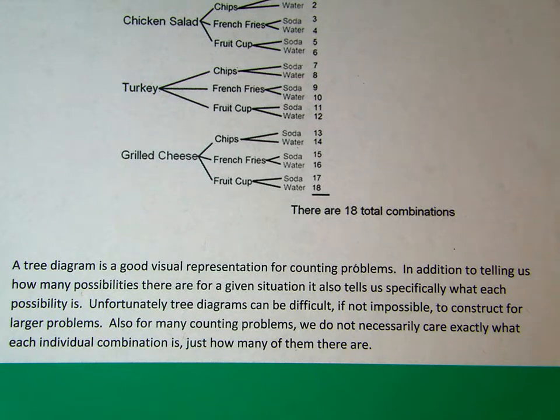Unfortunately, tree diagrams can be difficult, if not impossible, to construct for larger problems. Also, for many counting problems, we do not necessarily care exactly what each individual combination is, just how many of them there are. So, when you're learning this for the first time in grammar school or middle school, this tree diagram, number one, will get the job done for the size of the problems, and number two, it's a very visual way to wrap your brain around what's happening. But once you get into upper level types of problems, it loses its efficiency.